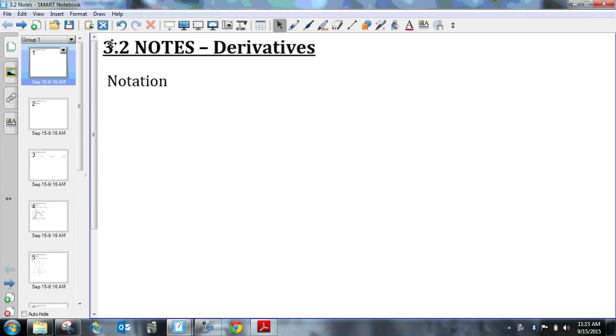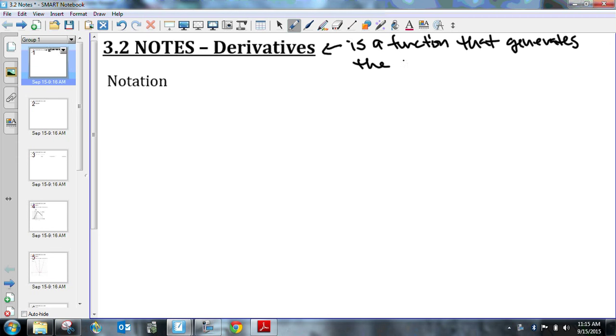Okay, the following is a video over 3.2 notes, and this is the section on what we call derivatives. We've been talking about derivatives for a while. The first thing I want to do is talk about what a derivative is. A derivative is a function that generates the slope of the tangent line at any x value.